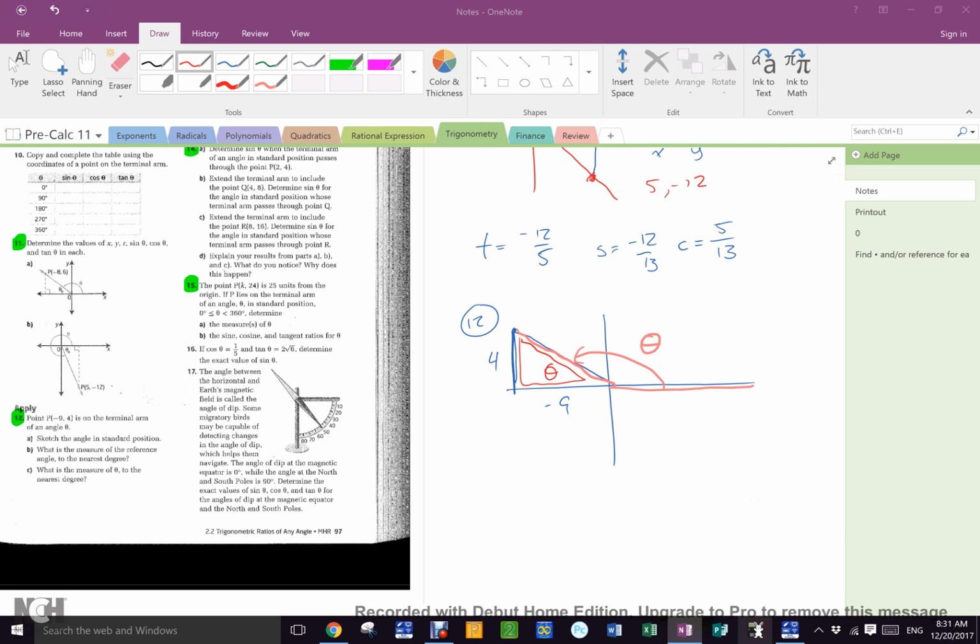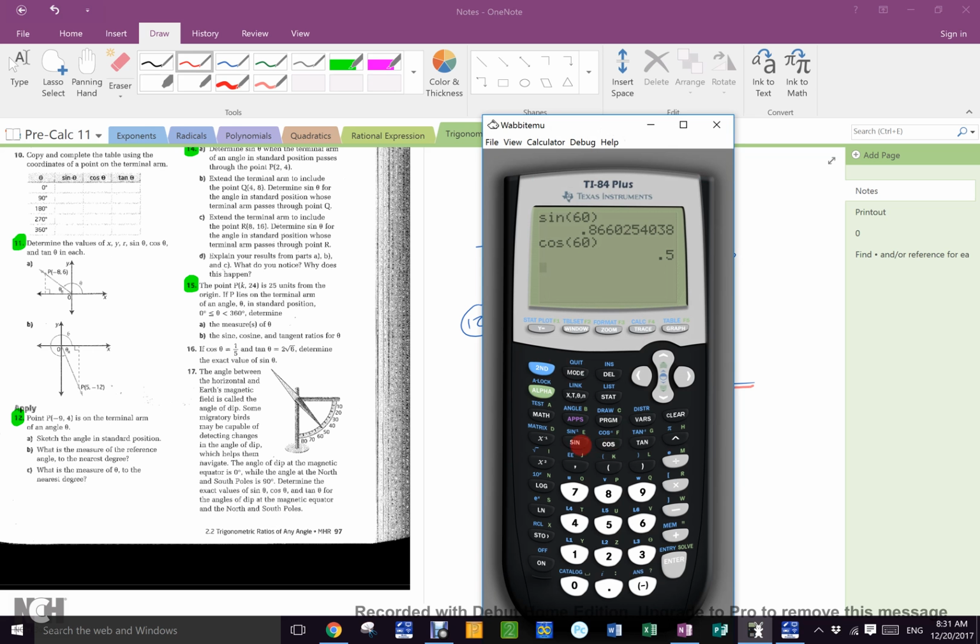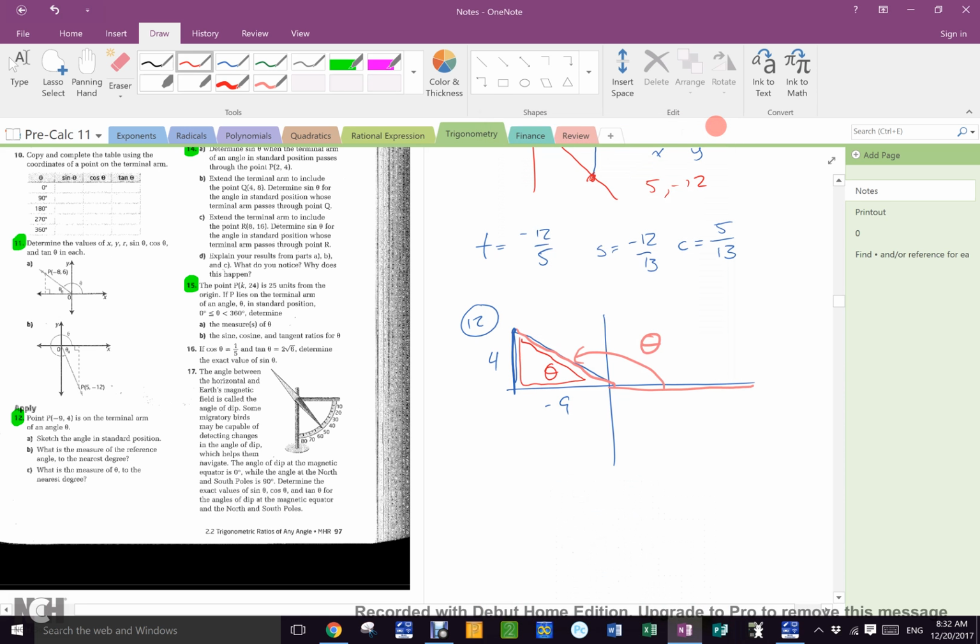Except watch. Just to make sure. Shift tan. Negative 4. No, I lie. Shift tan, 4 divided by negative 9. Negative 24 degrees, right? So that means this is 24. Everybody cool? So that's my reference angle. So what's theta? 180 minus 24, which is 156.